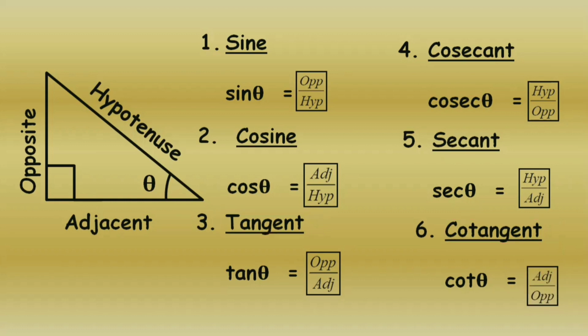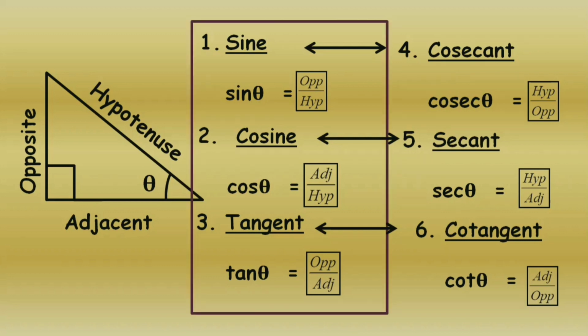Let's review the concept we learned now. Sin theta is the reciprocal of cosec theta, and cosec theta is the reciprocal of sin theta. Next, cos theta is the reciprocal of sec theta, and sec theta is the reciprocal of cos theta. Next is tan theta. Tan theta is the reciprocal of cot theta, and cot theta is the reciprocal of tan theta.